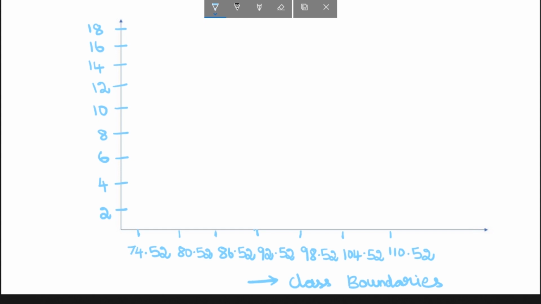Now, based upon the frequency distribution table, just look at first boundary, class boundary 74.52 to 80.52. The readings were 8. Yes. First box as 8. So Manoj, in the middle please write as 8.